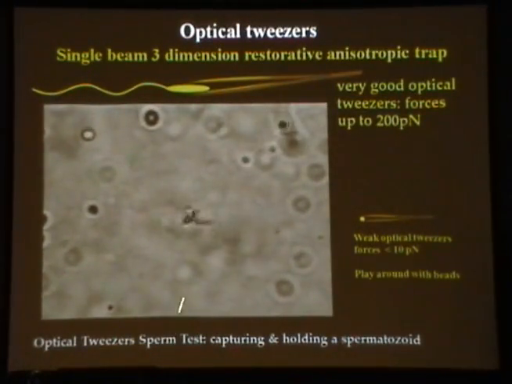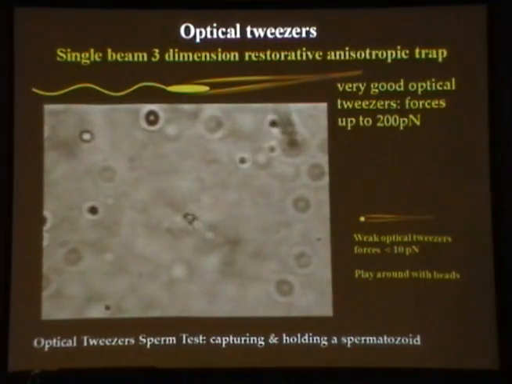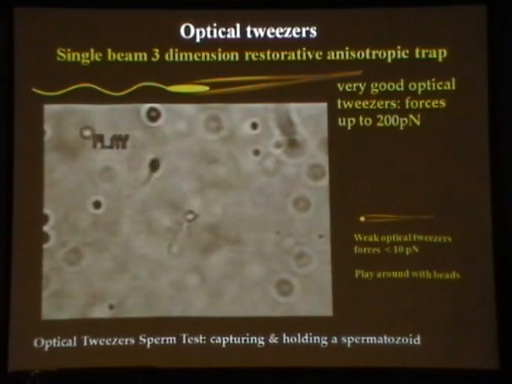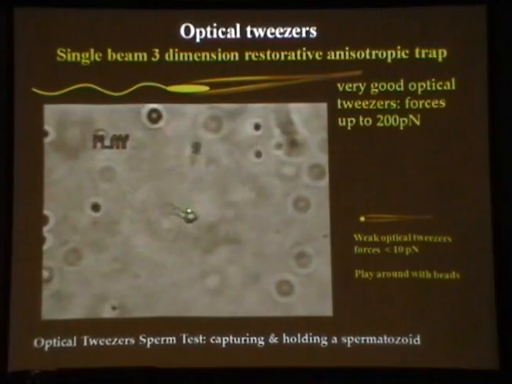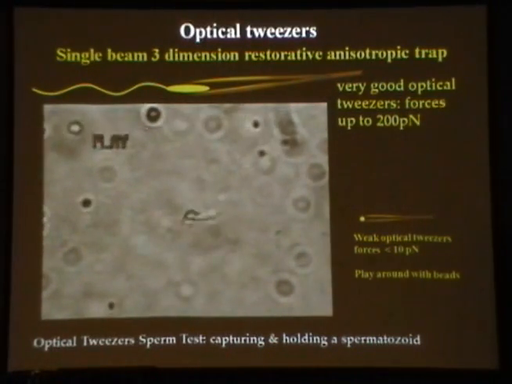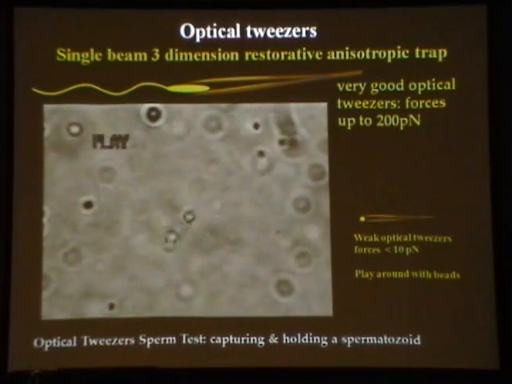This is the best test for a good optical tweezer. I call it the sperm test. Take a spermatozoid, it's a champion of the microorganisms. With the tail, it's about 50 microns. It can generate force as high as 50 piconewtons.